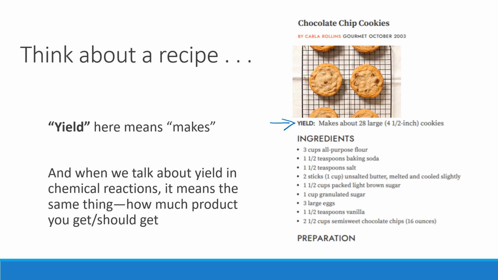So when we're talking about yield in chemical reactions, it means exactly the same thing. It's how much product you get, right, or you should get based on the amount of reactants that you put in. So yields are always the things that you make. It's always related to the product.